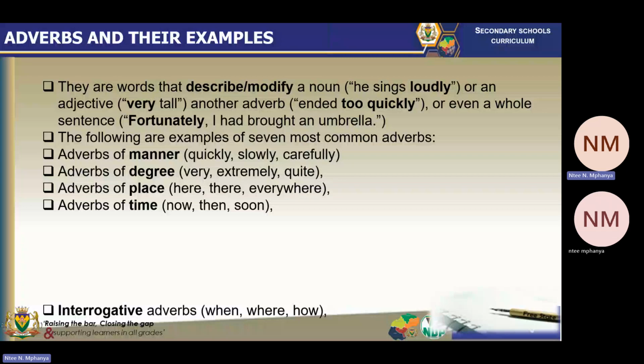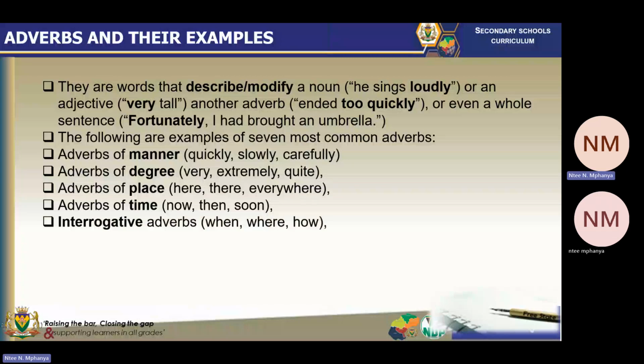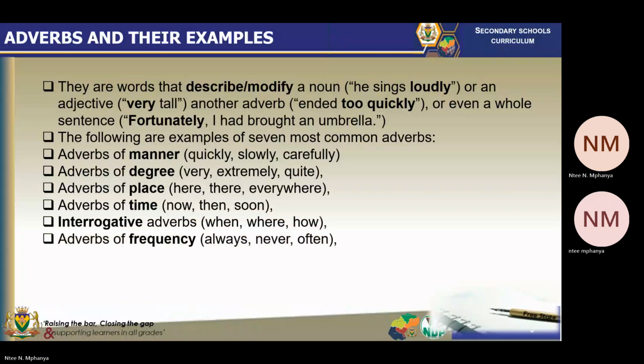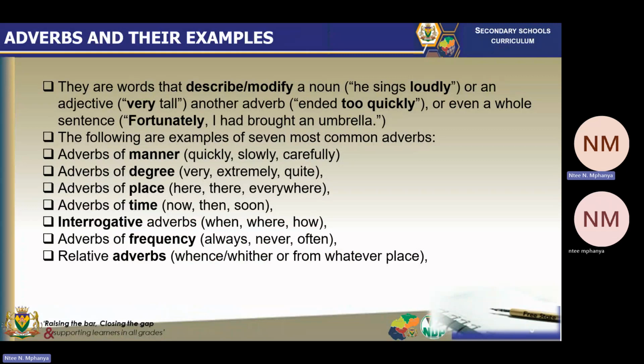We have interrogative adverbs. Remember, the word interrogative can also mean question. When you interrogate something, you are questioning it. Therefore, interrogative adverbs will be when, where, how. We have adverbs of frequency, like always, never, often. And lastly, we have relative adverbs, like whence or whither, which mean from whatever place.